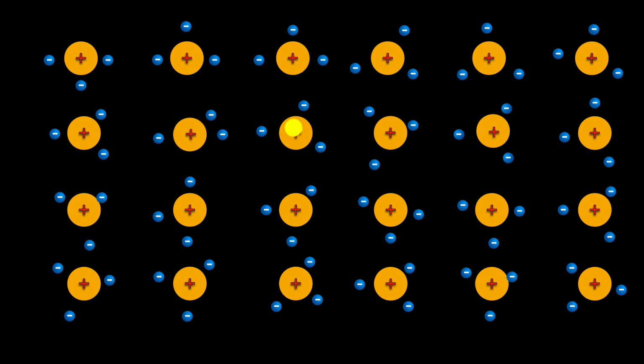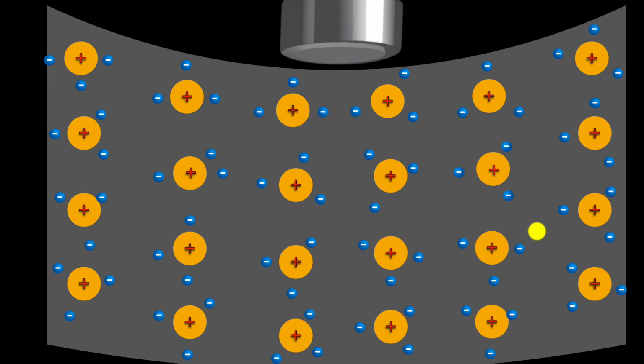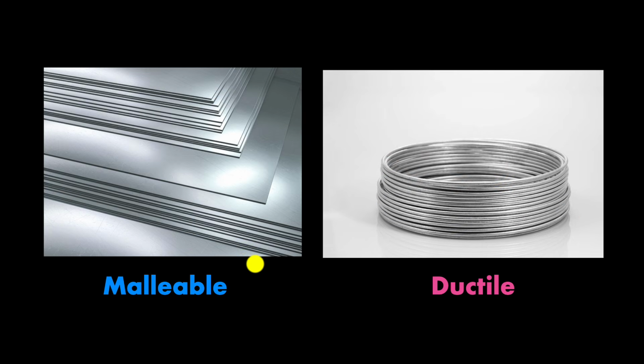Would the force of attraction on any specific metal ion change? No, it would pretty much still be the same. So even though the ions have changed their location and the metal has been deformed, the metallic bonding pretty much stays intact. This is why you can easily deform metals without breaking them. And that's why you can easily hammer a metal and deform it. And that's the reason why metals are malleable, meaning you can hammer them into thin sheets, or even ductile. You can draw them into wires.